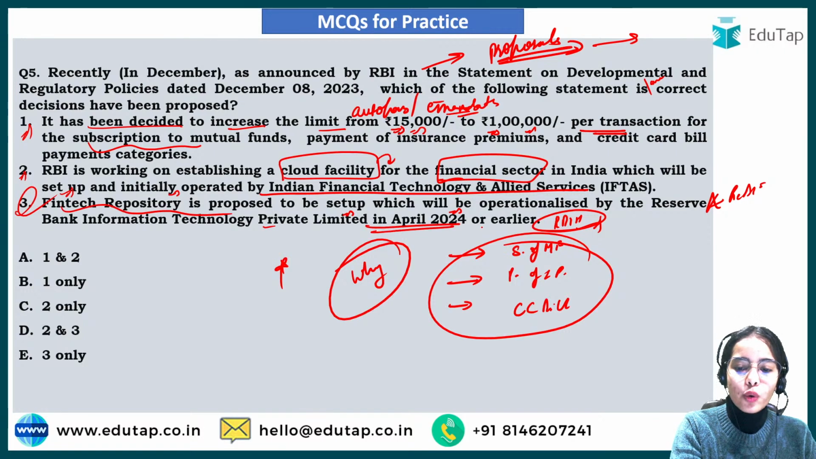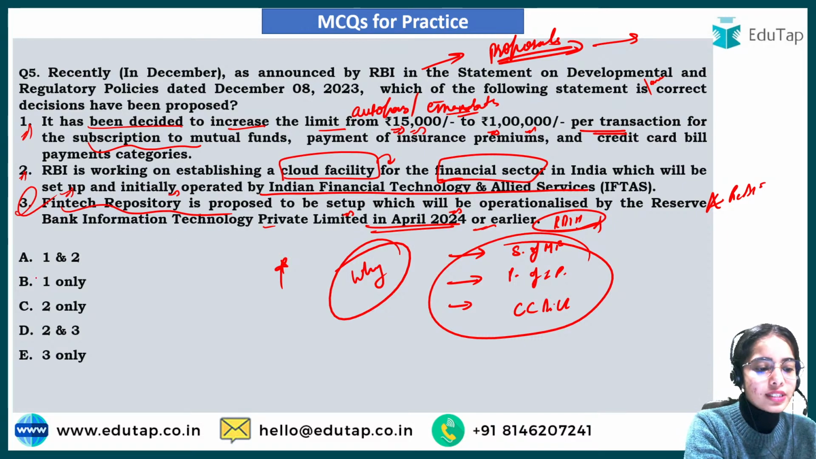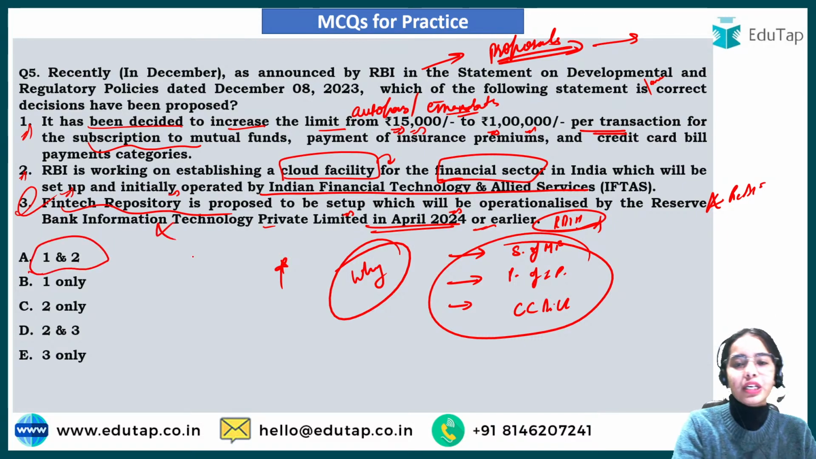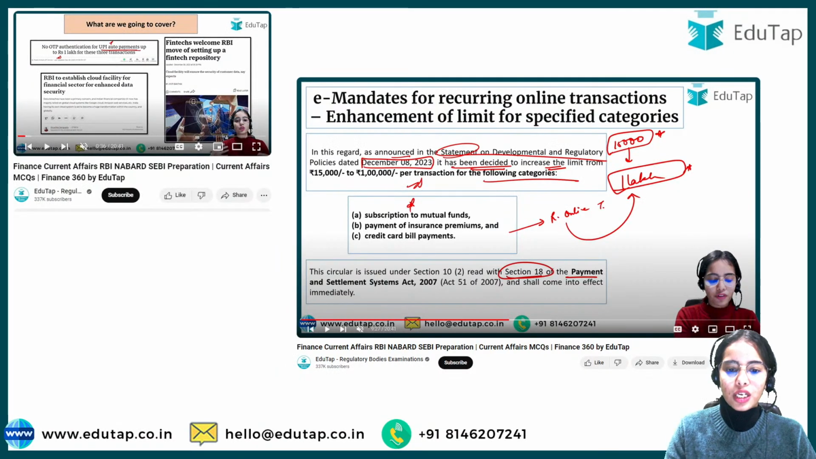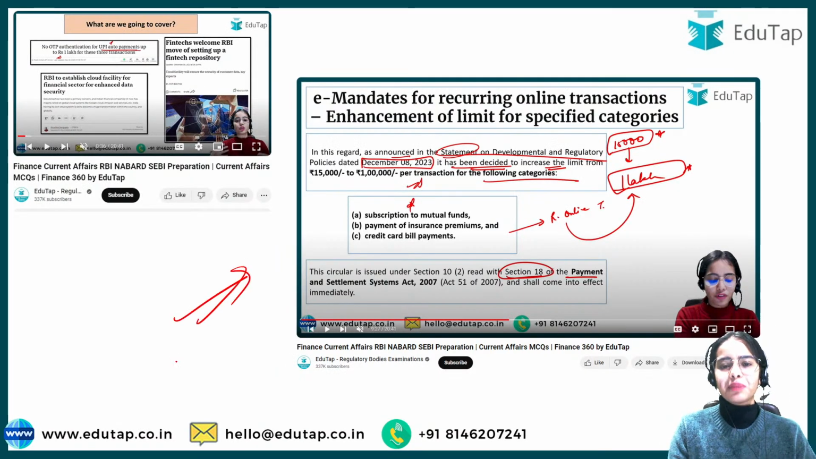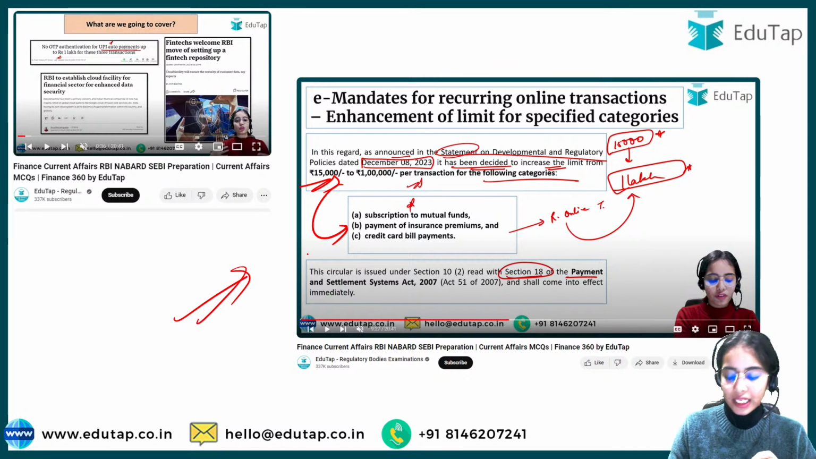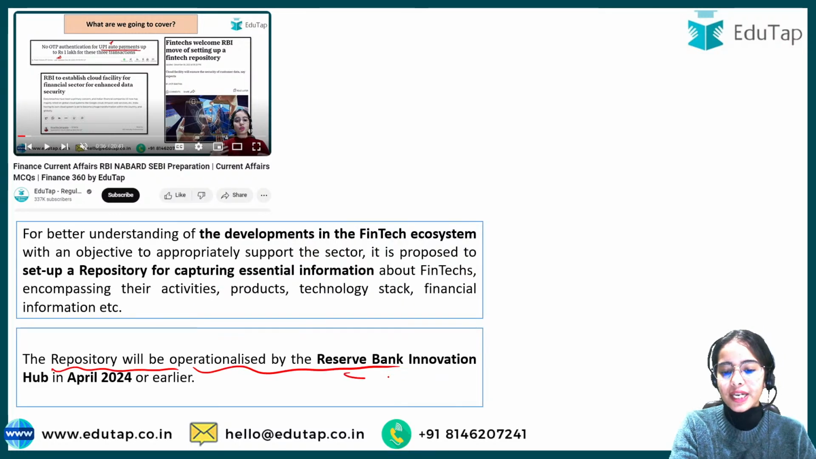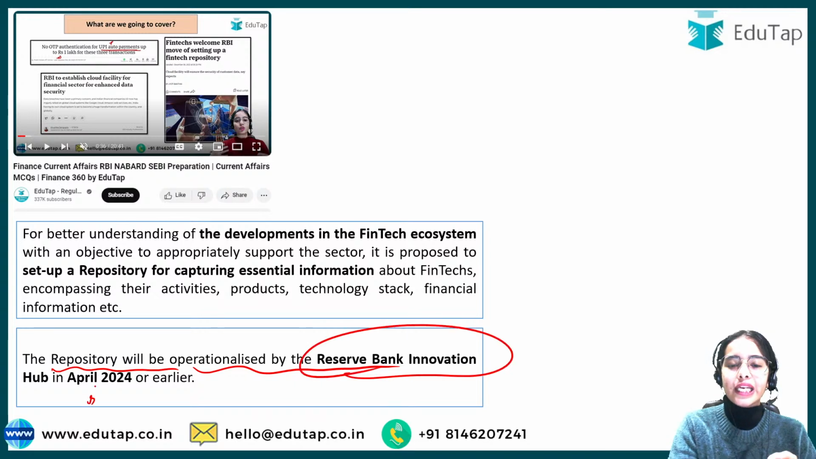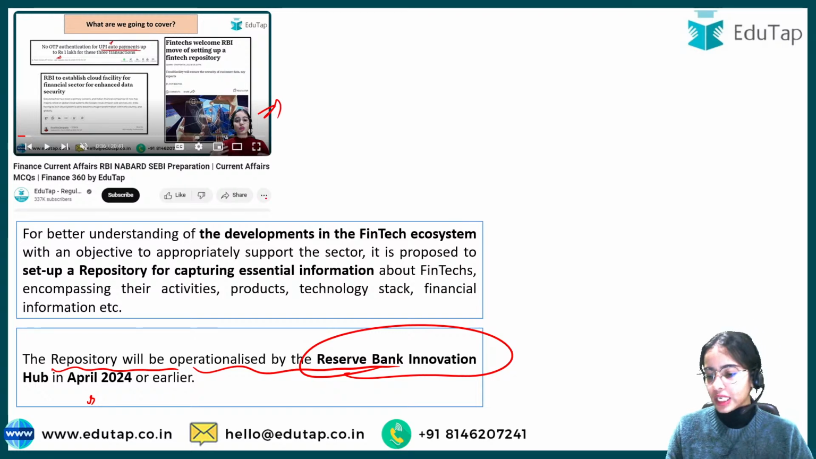April 2024 or earlier. Okay, so here the first and second statements were correct. The third statement is wrong because it is the RBIH that is going to set up the fintech repository. So we have discussed completely about the e-mandates, about the auto pay facility, and about the limit that have been increased for the particular categories. We have also discussed about the fintech repository that will be operationalized by the Reserve Bank Innovation Hub in April 2024 or earlier. So all these news articles we have already discussed in length.